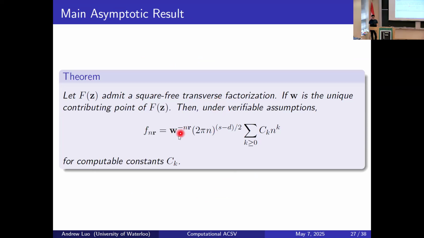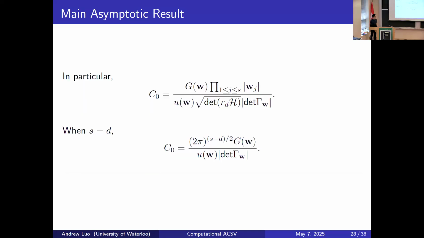So we can see here that the exponential term is determined by the contributing point. And then you have this infinite expansion that depends on these constants, which we can compute. So if you're interested, this is what the leading term looks like. And there are higher order terms, but I don't think it's worth putting it all on one slide.